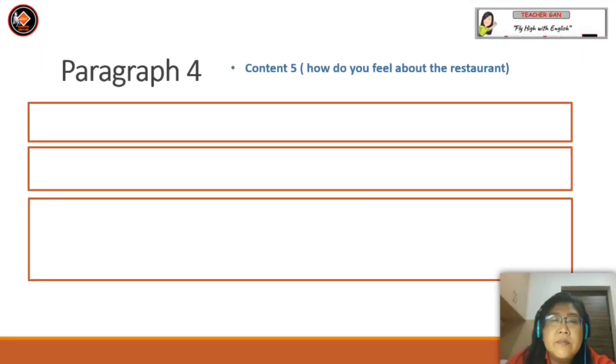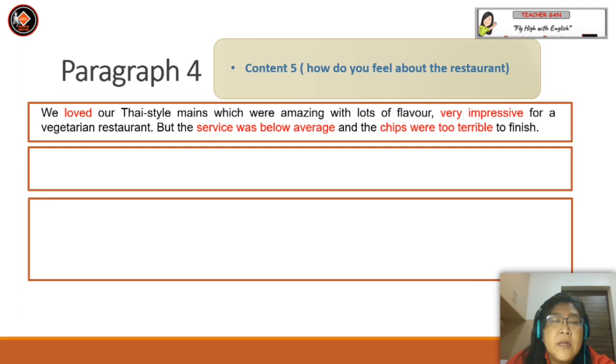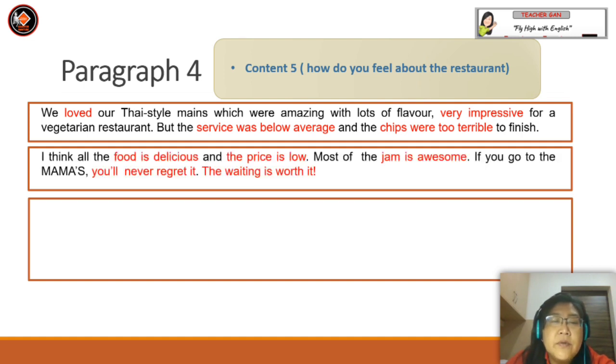Let's look at the example for content 5. How do you feel about the restaurant? You can say, we loved our Thai style meals which were amazing with lots of flavor, very impressive for our vegetarian restaurant, but the service was below average and the chips were too terrible to finish. Or you can say, I think all the food is delicious and the price is low, most of the jam is awesome. If you go to the mamas, you'll never regret it.